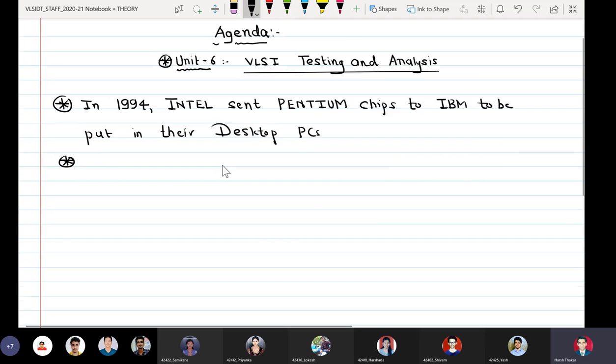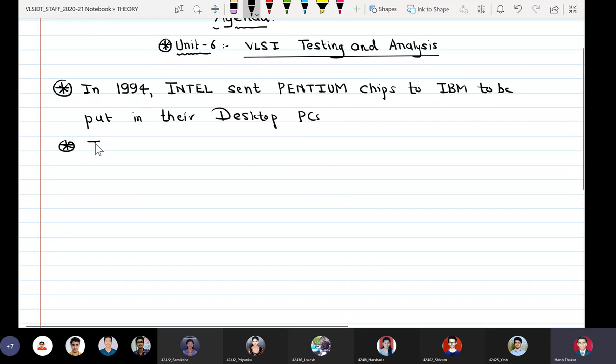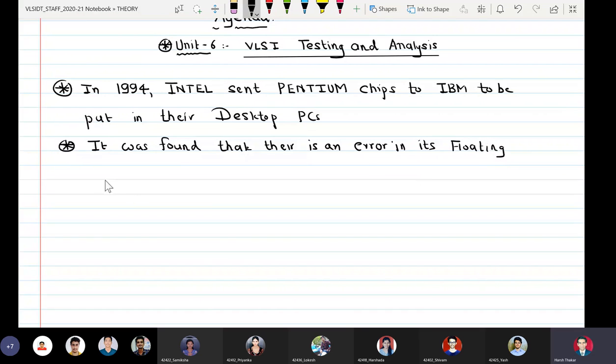The design engineers found that there was an error in the floating point divider unit, or you can say the FPU, floating point unit, of the chip. But it was good that they communicated it to IBM, so IBM did not put it in.